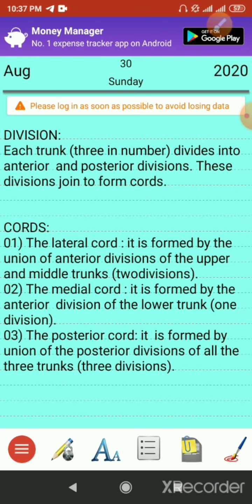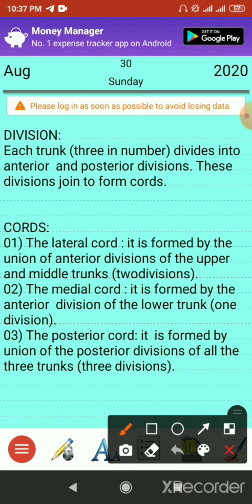Now division. So what are the divisions? There are two divisions from each trunk. That means the upper trunk divides into anterior and posterior division, the middle trunk also divides into anterior and posterior division, and the lower trunk also divides into anterior and posterior division. That means each trunk divides into two divisions.